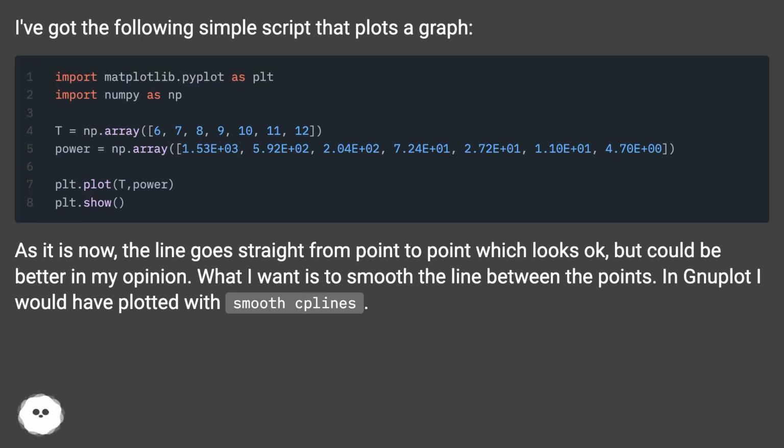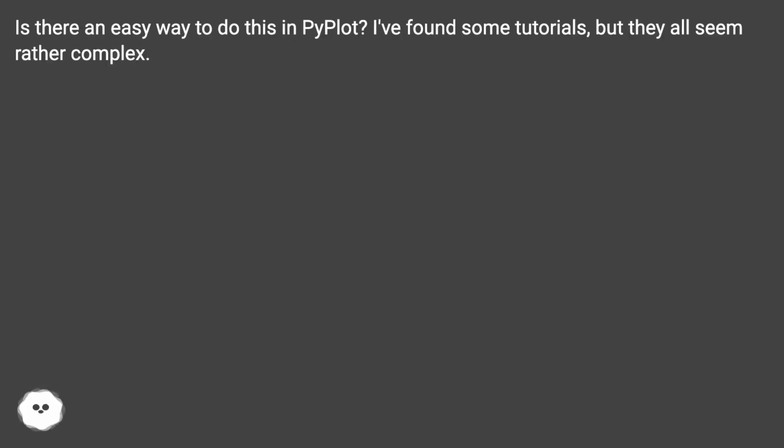In matplotlib I would have plotted with smooth splines. Is there an easy way to do this in PyPlot? I found some tutorials, but they all seem rather complex.